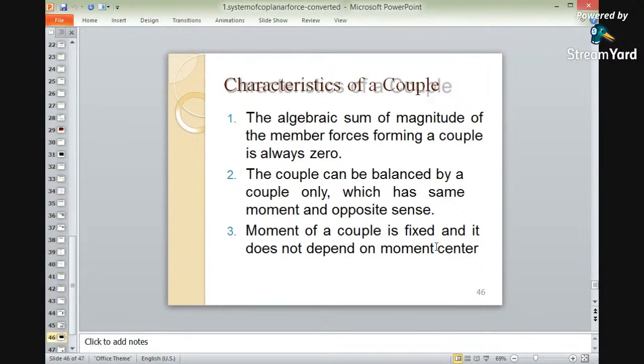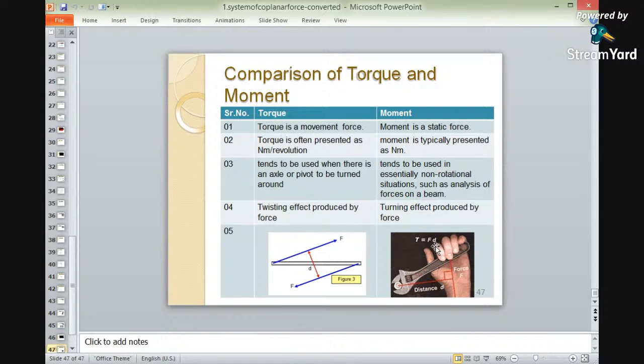What is the third point? The moment of a couple is fixed, and it does not depend on the moment centers. So these are the characteristics of a couple. Again, comparison of torque and moments. Here we have the comparison between torque and moment.